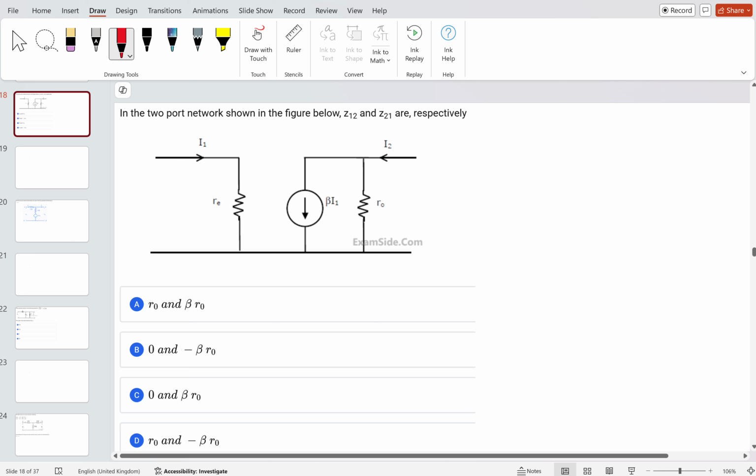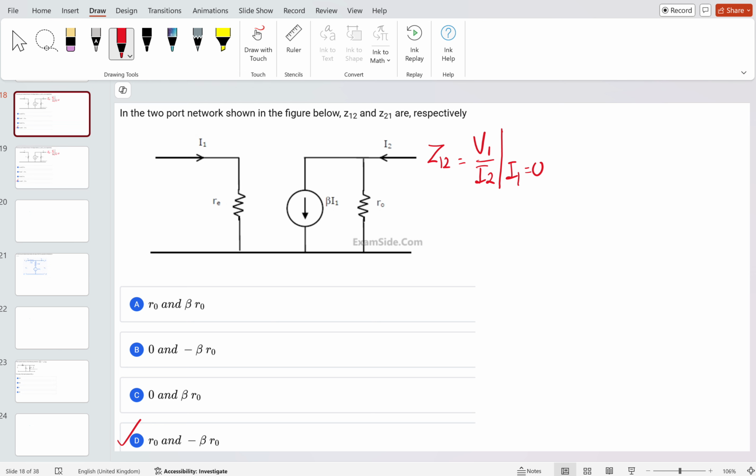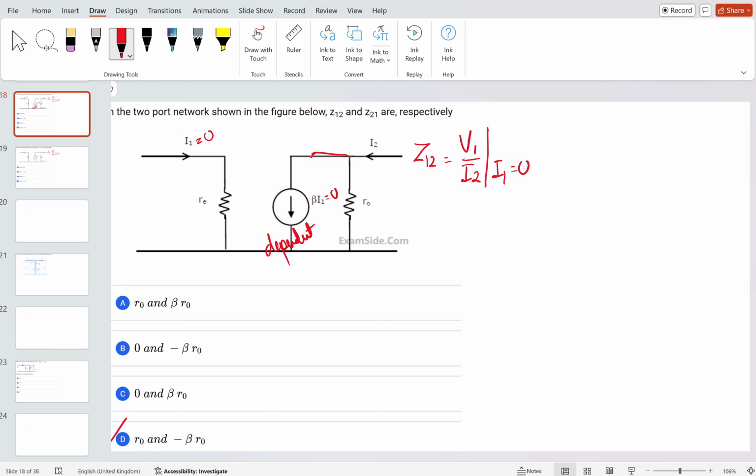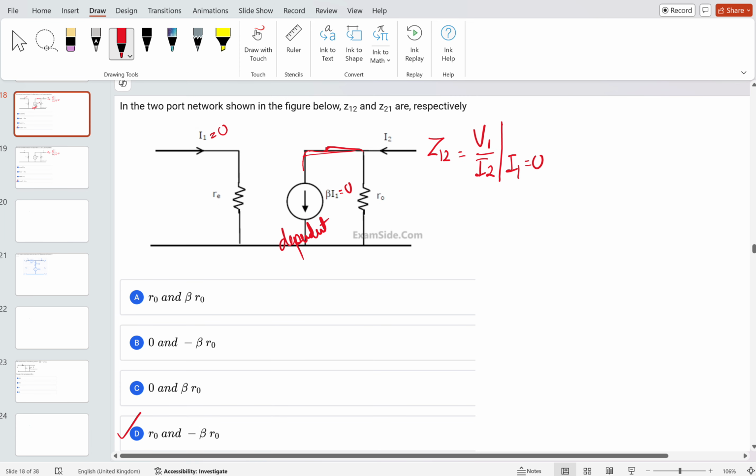Okay, option D. Let me solve and let's see whether it is correct or not. Z12 is equal to V1 by I2 at I1 equal to 0. Suppose I am taking I1 equal to 0. Because this is a dependent source, beta I1 will become 0. If the current is 0, it means the circuit is open circuited, so this circuit here is simply open circuited.